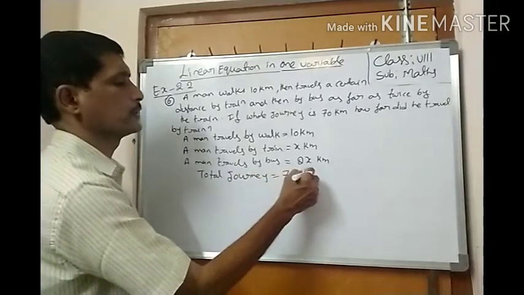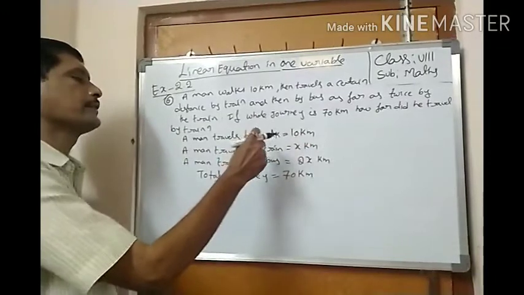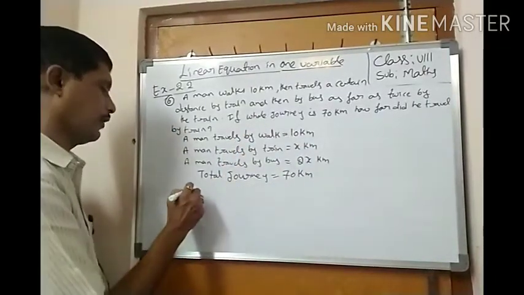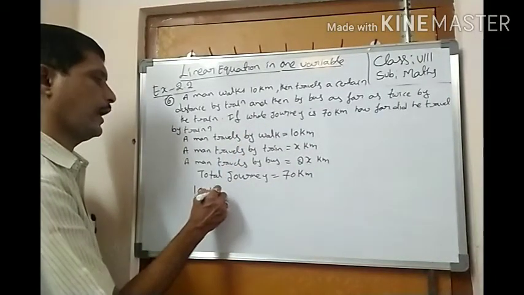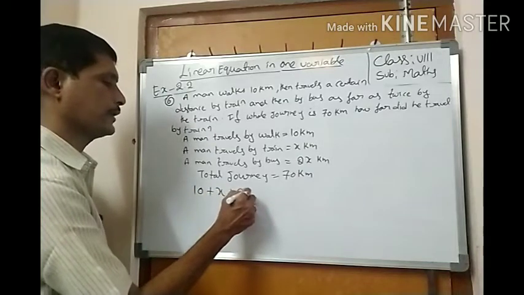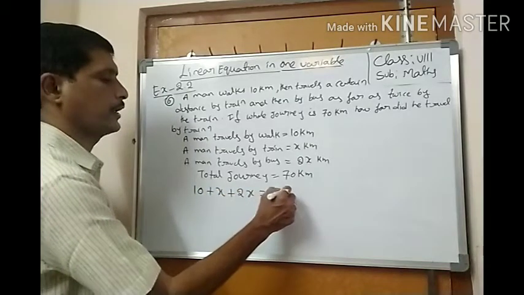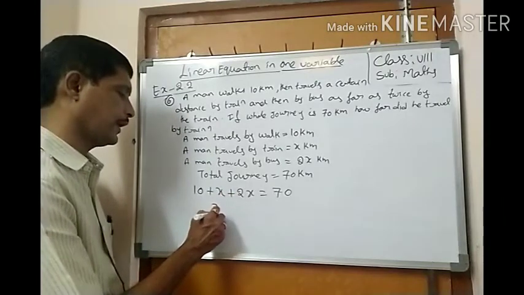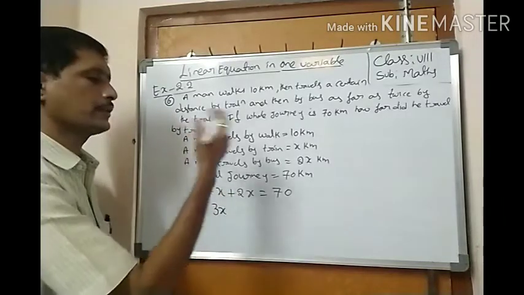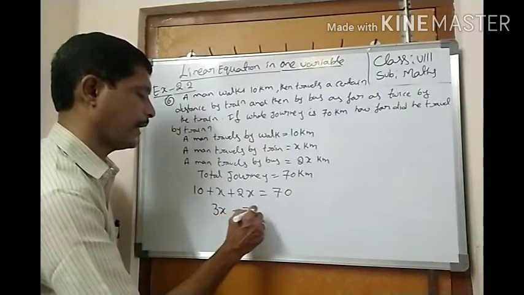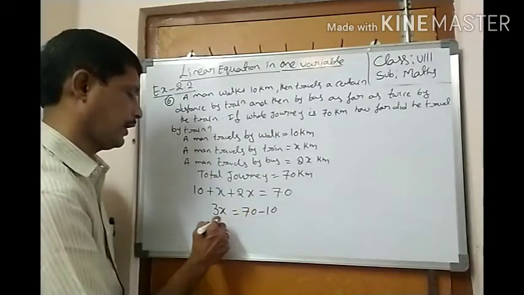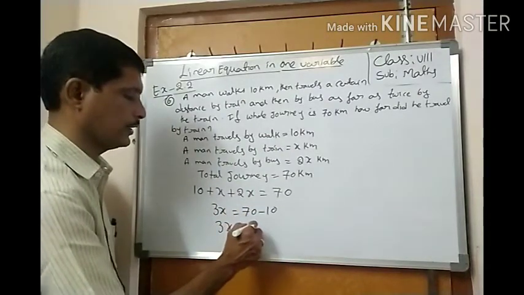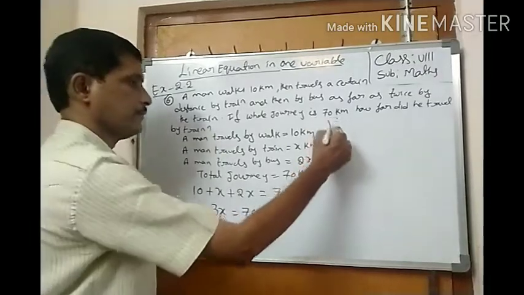Therefore total journey means the sum of these three: by walk, train and bus. Therefore 10 plus x plus 2x equal to 70 kilometers. Here x plus 2x, that equal to 3x. This 10 is transposed to that side, therefore 70 minus 10. Here 3x equal to, that is 60.